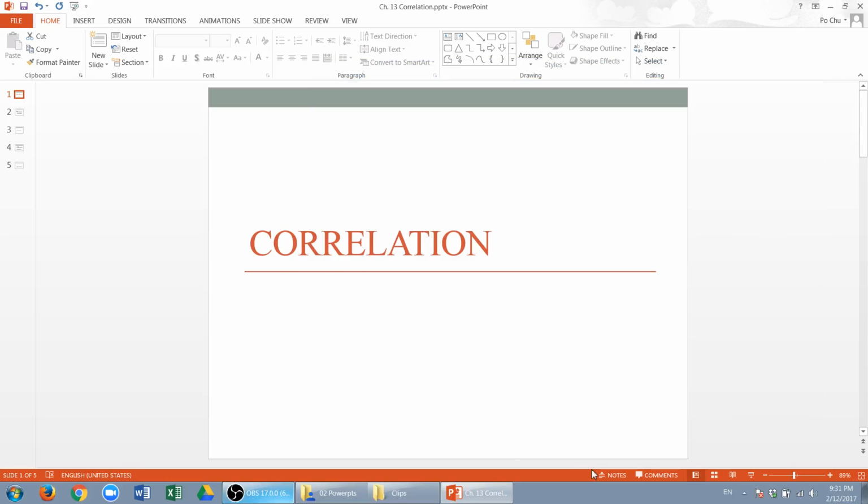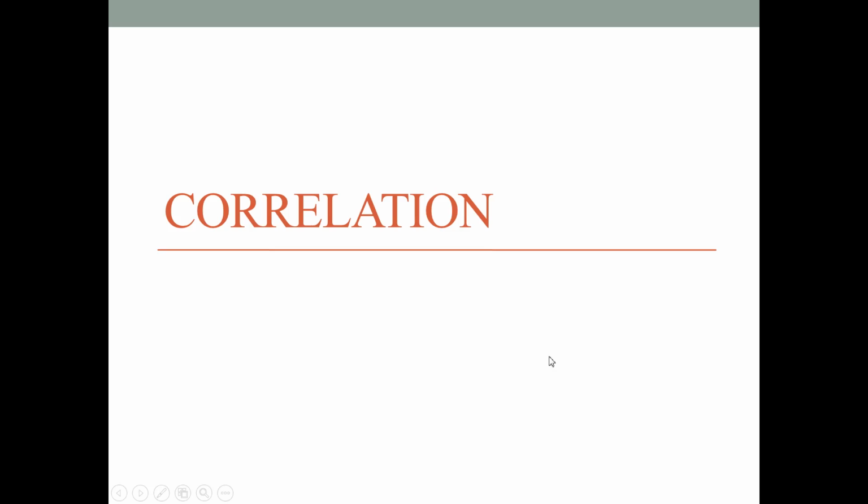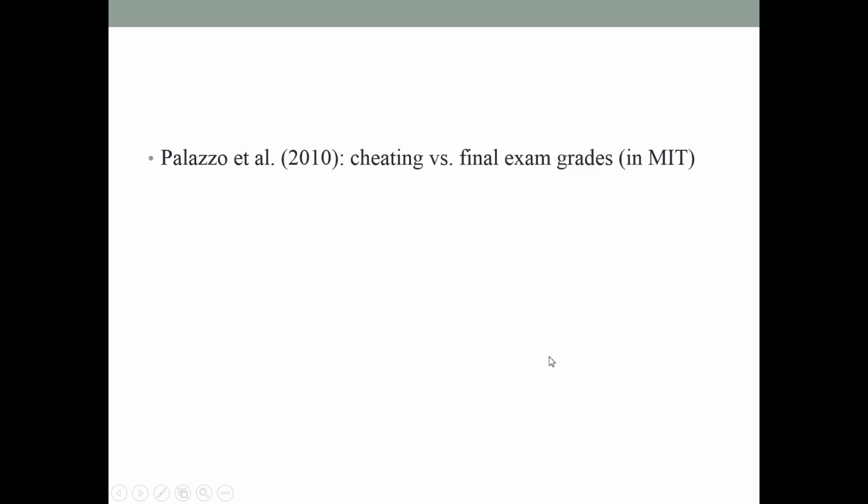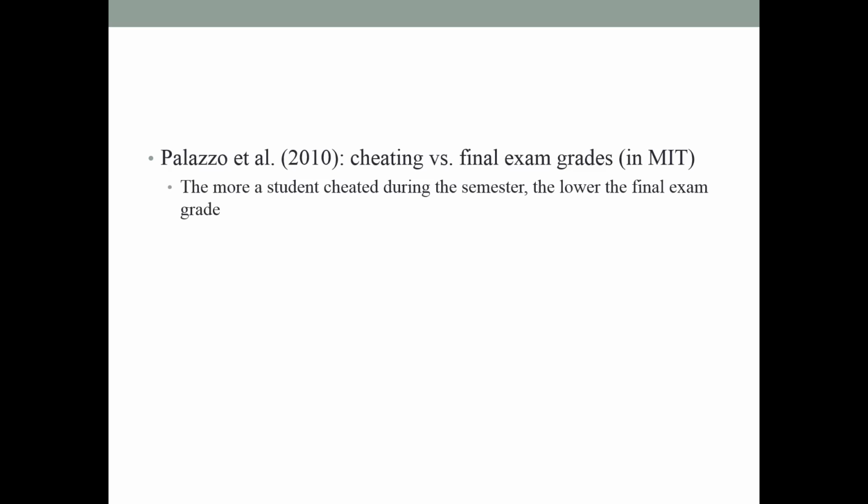Okay, everyone, let's talk about correlation. Now, in 2010, there's a study reported examining the relationship between cheating and final exam grades at MIT. And what they found probably will surprise a lot of people. What they found was the more a student cheated during the semester, the lower the final exam grade.